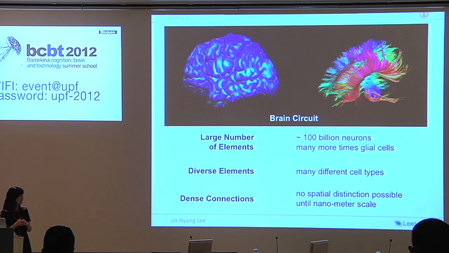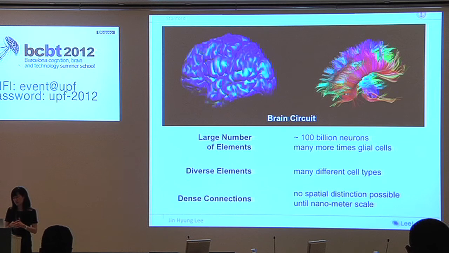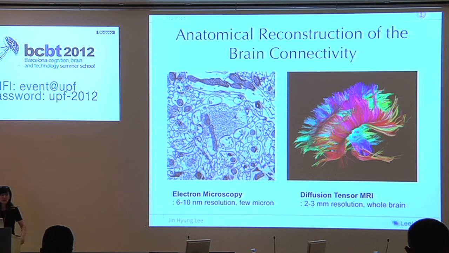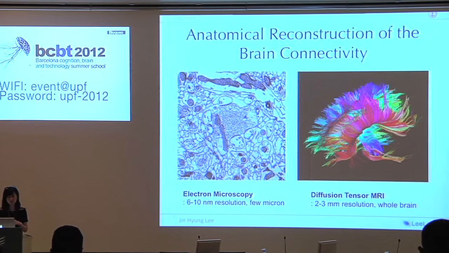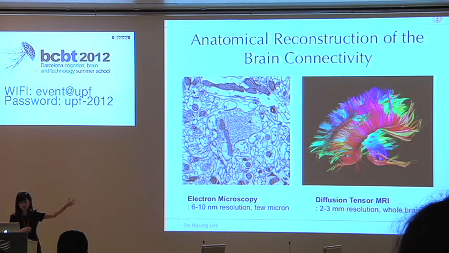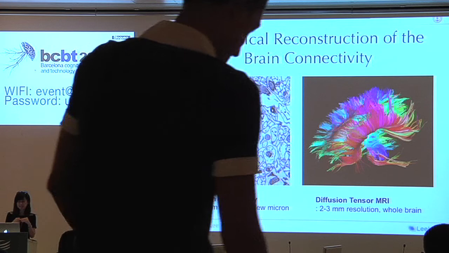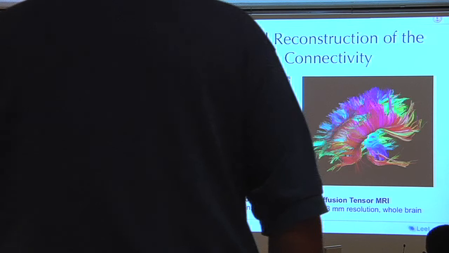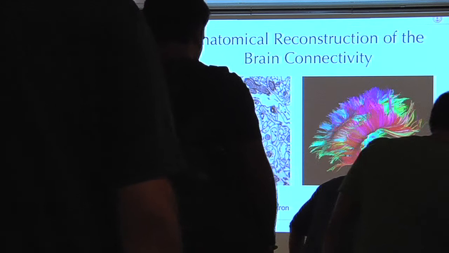Also, in terms of spatial scale, unless you go down to nanometer scales, it's very difficult to distinguish any parts of it. And so, as one of the efforts to understand these complex brain circuits, one approach is to try and reconstruct the anatomical connection of the brain circuitry, where you can go down to the electron microscopy scale and try to reconstruct each synaptic connectivity down to the nanometer scale. Or there's also an effort trying to reconstruct the whole brain connection topology at the diffusion tensor MRI scale.